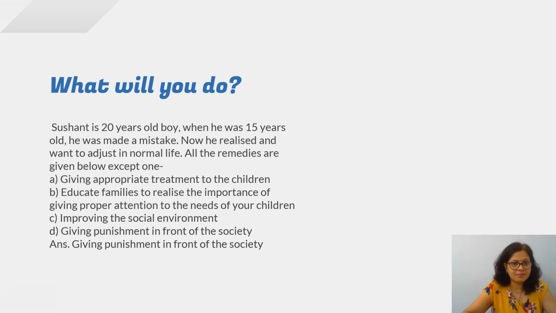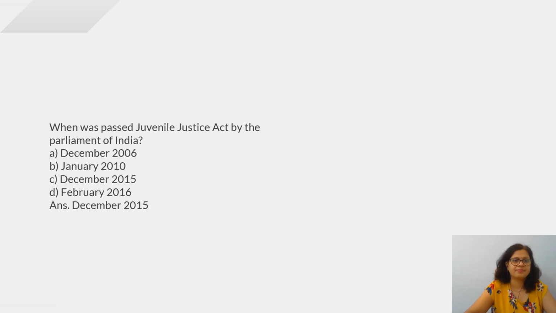Giving appropriate treatment to the children, educating families to realize the importance of giving proper attention to the needs of their children. Then the third option is improving social environment or giving punishment in front of the society. So the best part is, if we are the educators, then we should give punishment in front of the society. That is the best remedy.